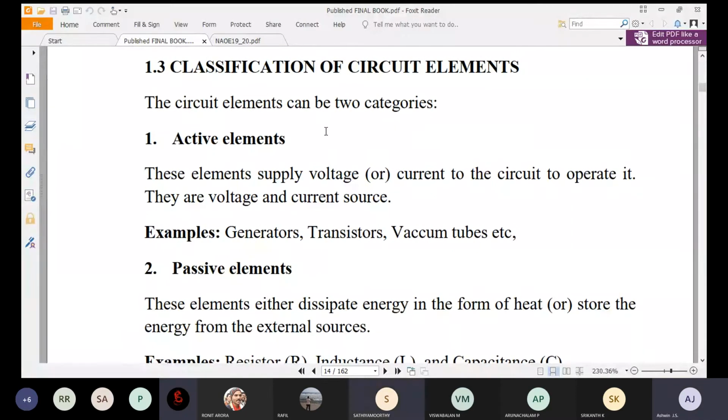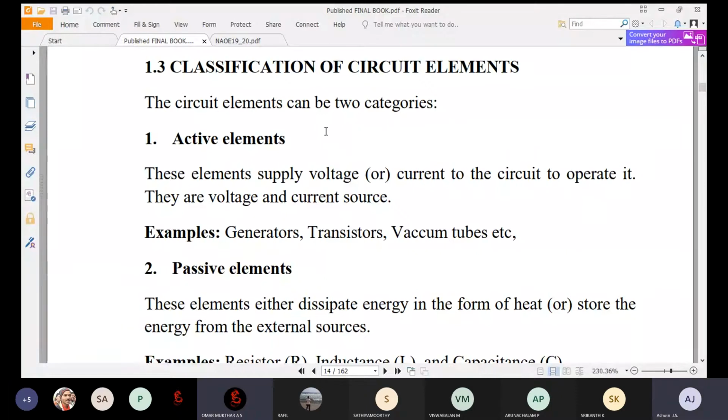Yes, sir. 1.3 classification of circuit elements. Will we get the PDF of this chapter, sir? Today I will post it. Okay, sir.